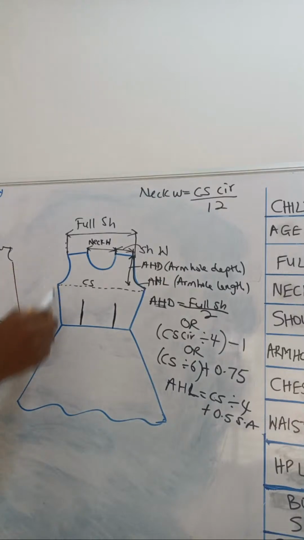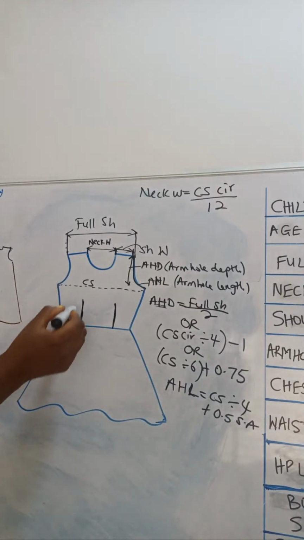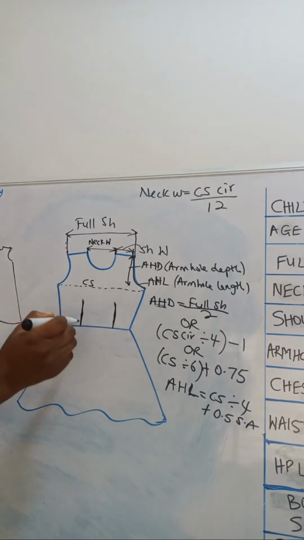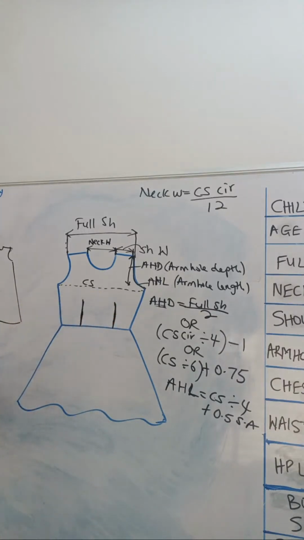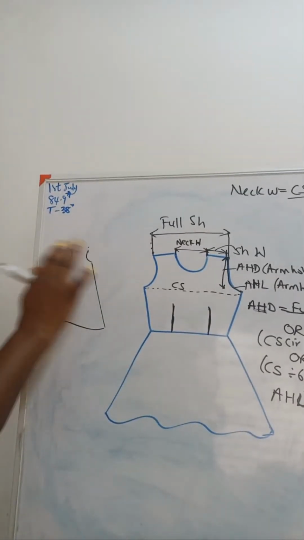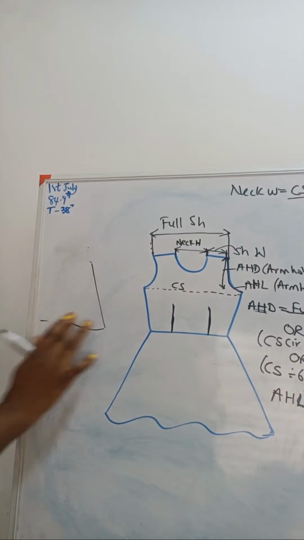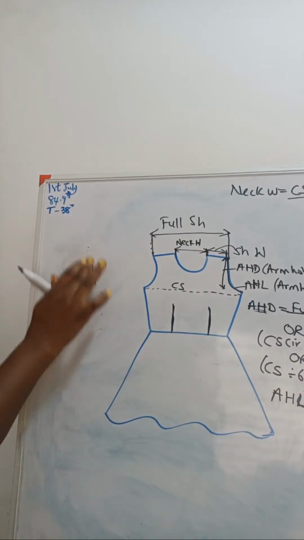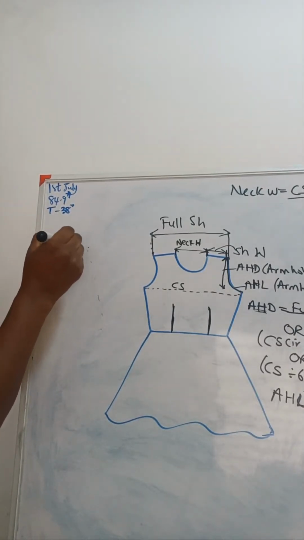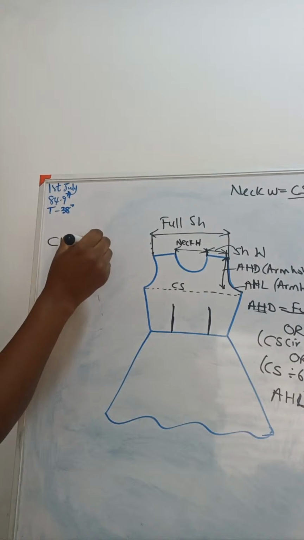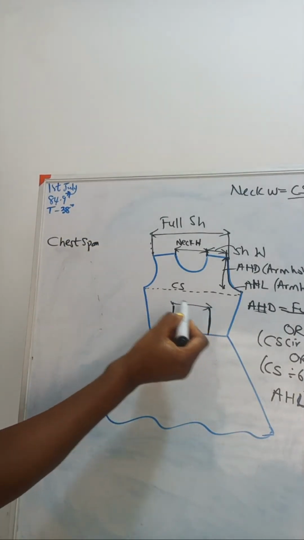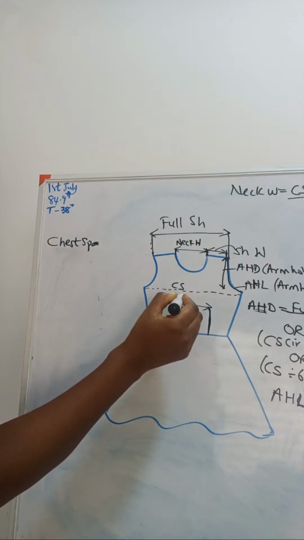Now, another thing we need to know on these bodies is the dart. If you want to add a dart, how do you know the amount of dart to add? Okay, now the dart, we usually refer to the dart as the chest span, just like we have bust span for adults. For children, we have chest span. That is the distance from this point to this point. So this is the chest span.